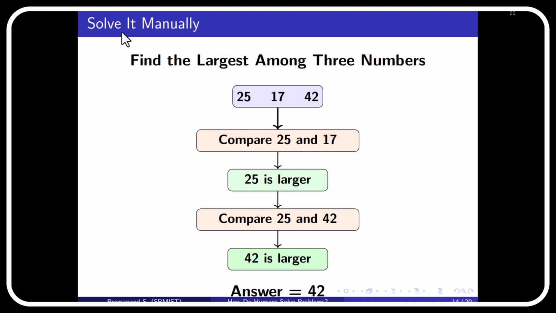Did you notice, no code here, no C programming language, just logical thinking? But now I want to notice something much more important. We don't want a method that works only for 25, 17, and 42.